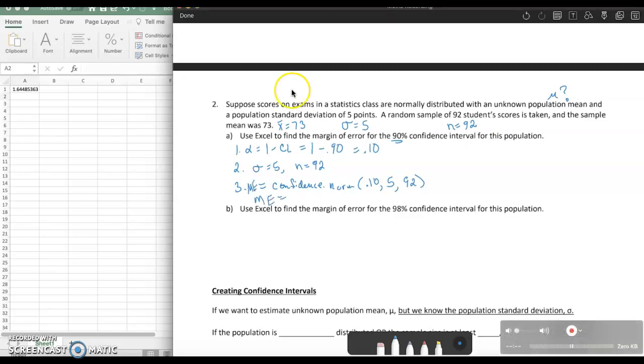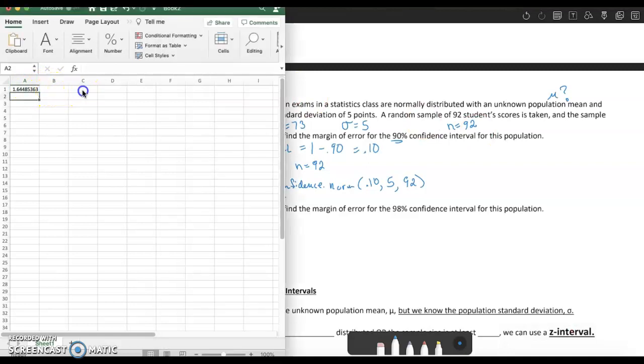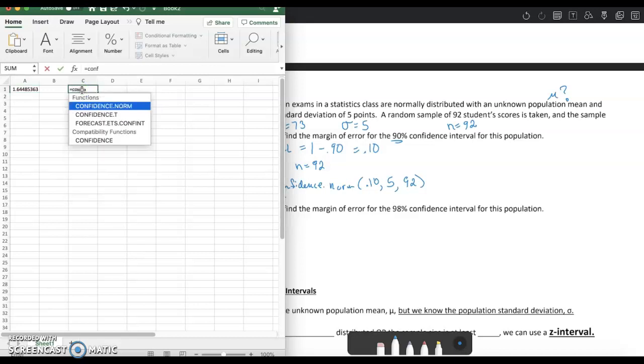So let's see what Excel tells us. In this one, I'm going to skip over here a little bit. So equals confidence.norm. We've got to put in 0.10, 5, 92, and we get 0.857.